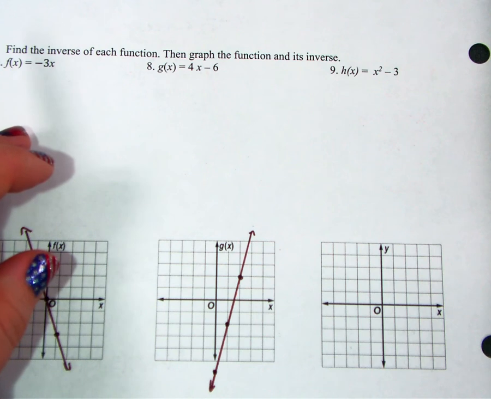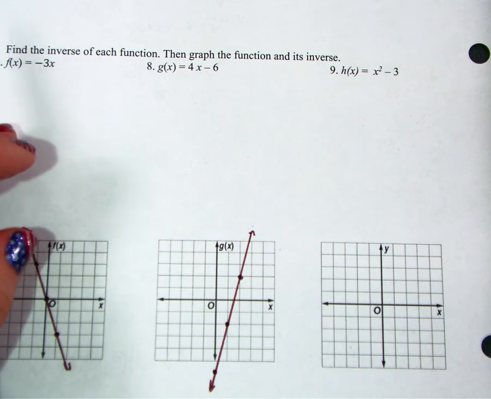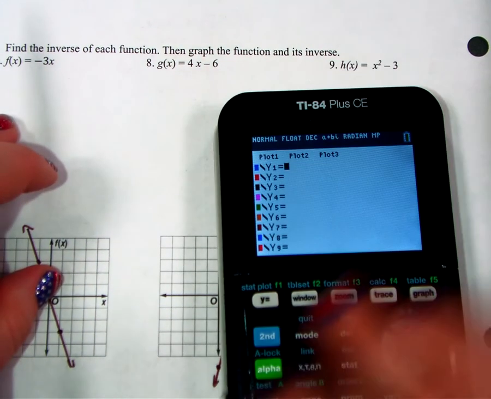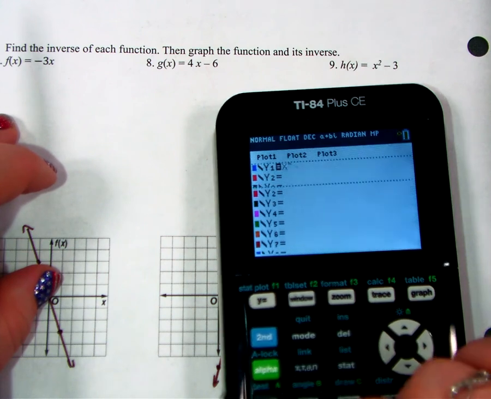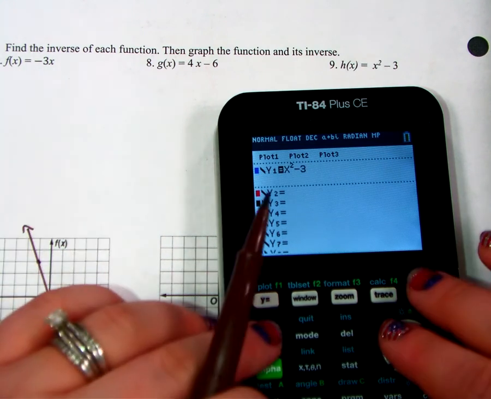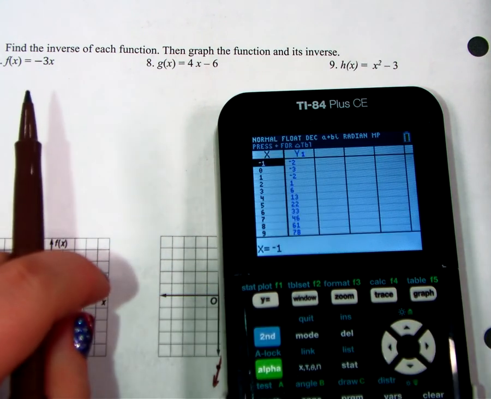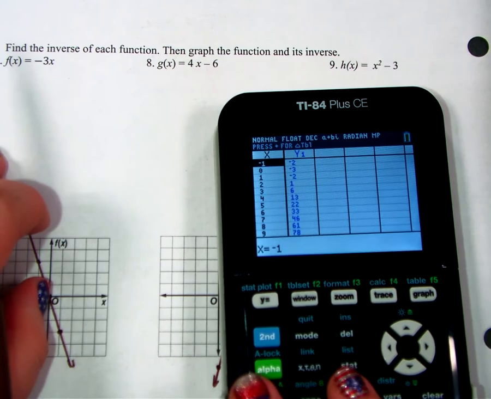And the last one, you can plot it by hand, or you can always go to your calculator and type it in and get some points from there.